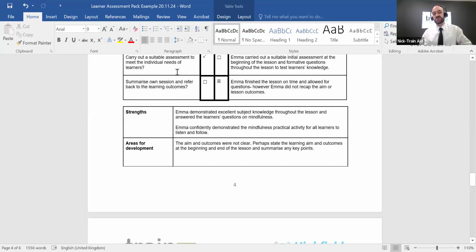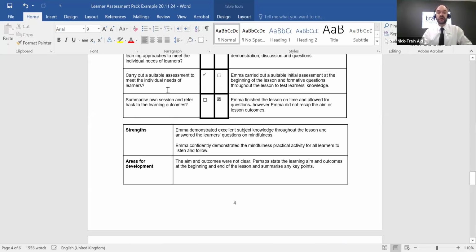Did the learner carry out a suitable assessment to meet the individual needs of learners? So I put yes. Emma carried out a suitable initial assessment, and also she asked lots of formative questions during the micro teach to test learners' knowledge of the subject of mindfulness.